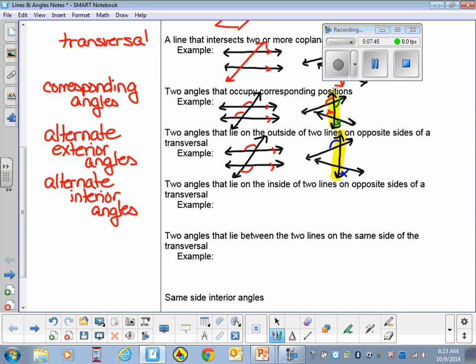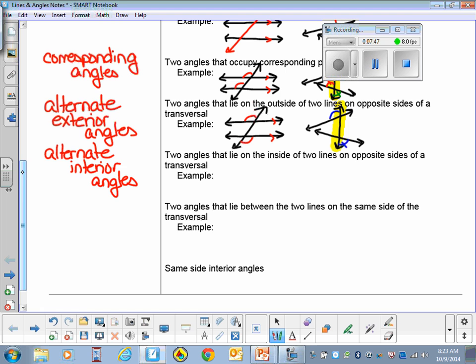So what do you think? Sometimes, always, or never congruent? Sometimes, okay? They're congruent if your lines are parallel. They're not always congruent if your lines are not. So elementary school example first. Make sure you mark your parallel lines. Those are examples of alternate interior. Inside or between the parallel lines and on opposite sides of the transversal.